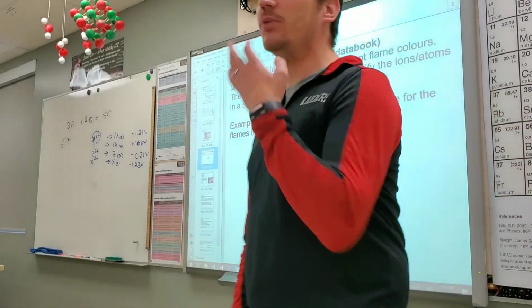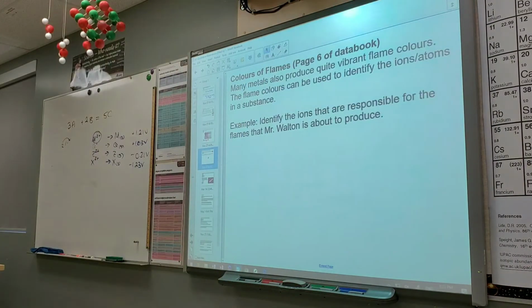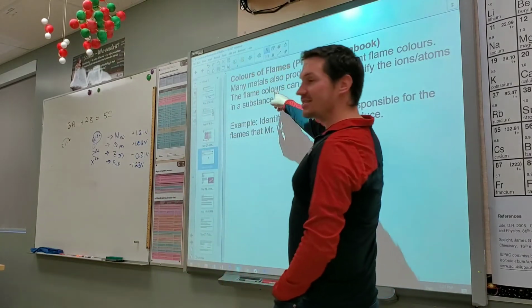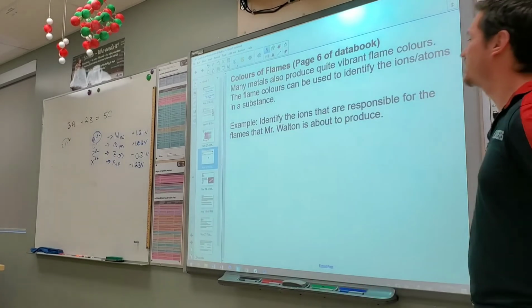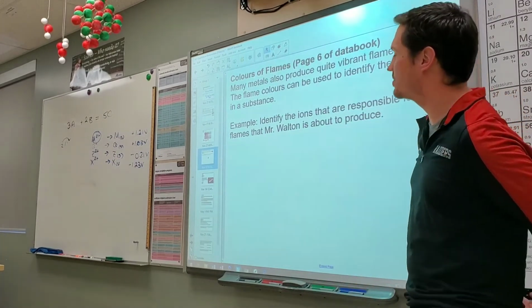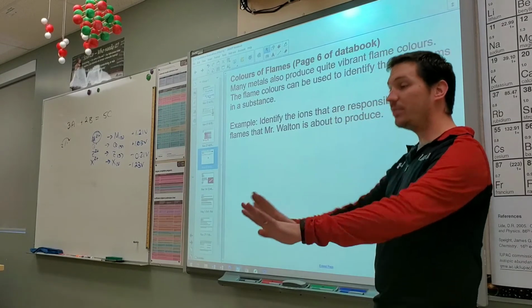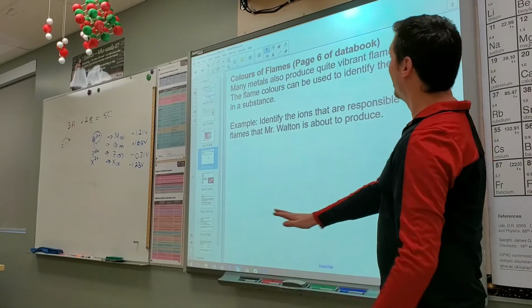So another thing that we can do, instead of identifying the color of a solution, is dip a popsicle stick in that solution, and then light it on fire, and identify the flame of the ions that we get. Okay? So many metals also produce quite vibrant flame colors. These flame colors can be used to identify the ions and atoms in a substance. So for example, turn to page 6 in your data booklet.